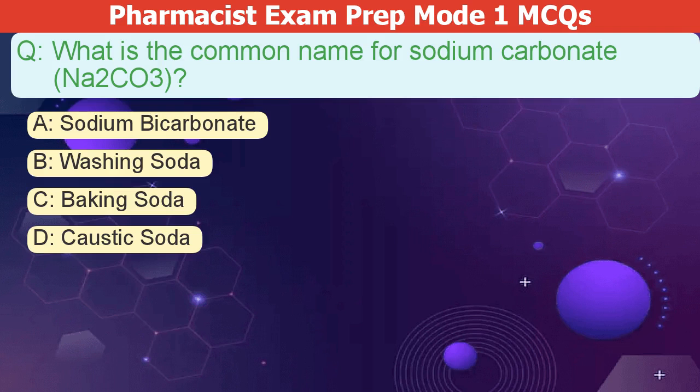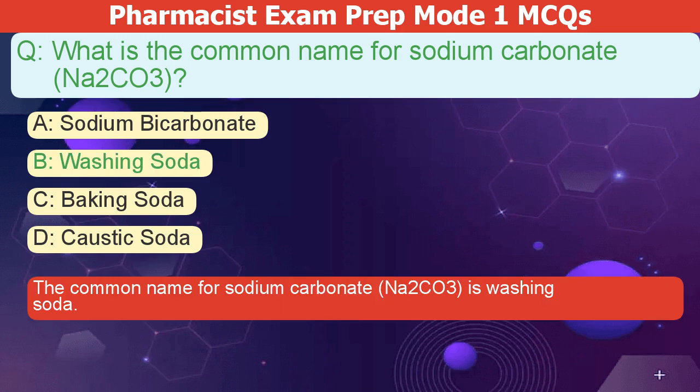What is the common name for sodium carbonate, Na2CO3? A. Sodium bicarbonate. B. Washing soda. C. Baking soda. D. Caustic soda. The correct answer is B. The common name for sodium carbonate, Na2CO3, is washing soda.